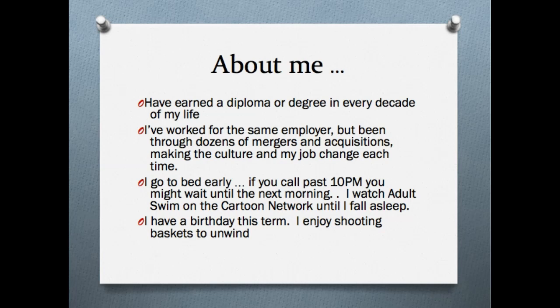And I have a birthday coming up this term. Don't worry about sending cake or presents. And I like to shoot baskets to unwind. It's been tough being quarantined at home a little bit recently, but that is kind of how I unwind, and everybody's got their thing they do. I also like to ride my bike and get out in the gardens and those kinds of things. And we all have to have a hobby, so I'm interested to hear about some of yours.